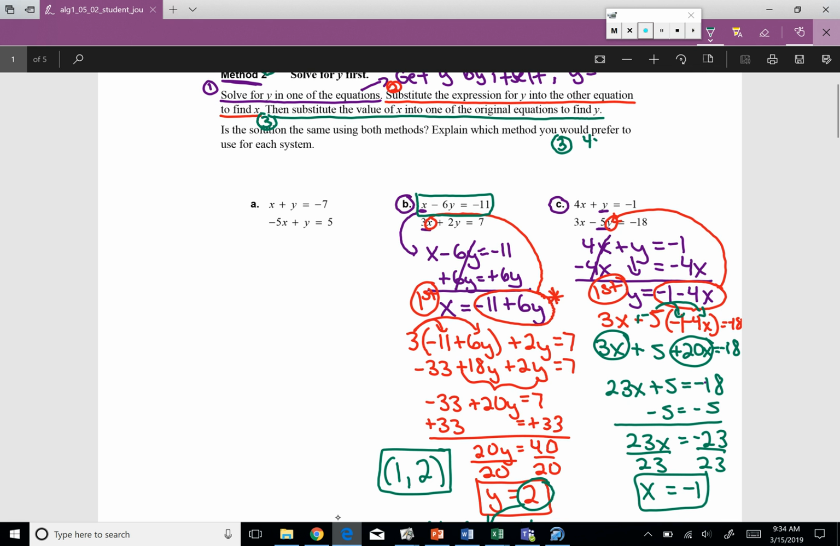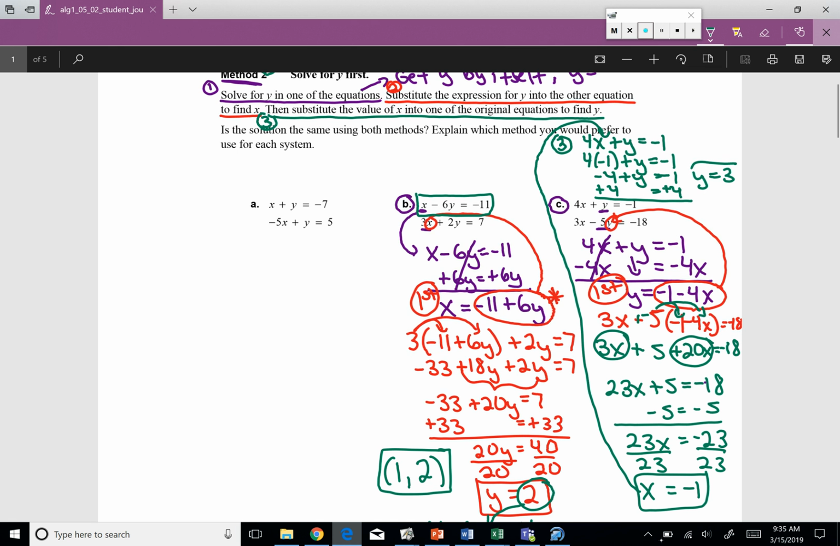Into the first equation, I have 4x plus y equals negative 1. I'm going to take what x equals. X was negative 1. I'm going to substitute that in for my x. So 4 times negative 1 plus y equals negative 1. Negative 4 plus y equals negative 1. Add our 4 over, and y equals 3. So we have x equals negative 1, y equals 3.